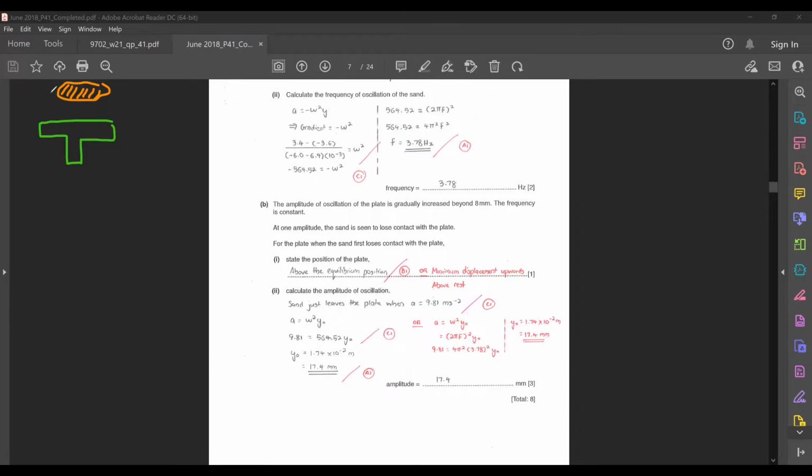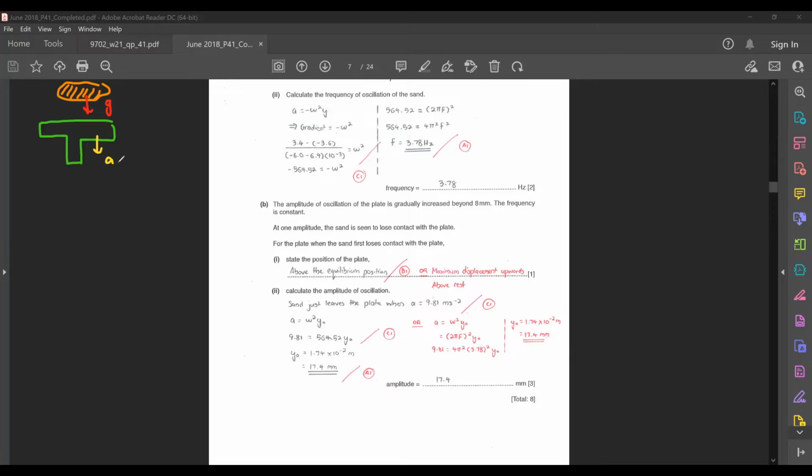Now if you imagine that when the sand is actually not in contact with the plate, the sand has an acceleration equal to g, because then the only force acting on the sand is just the weight. Okay, so once the sand is no longer in contact with the plate, it should by right just move down with an acceleration of g. Okay, then your plate itself would have its own separate acceleration.